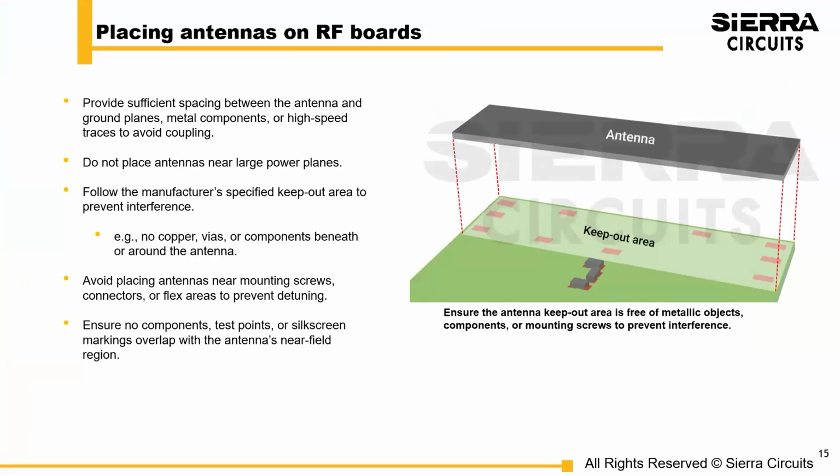Let's discuss placing antennas on RF boards. So ensure adequate distance between the antenna and ground planes, metal components, or high-speed traces to reduce interference. You need to also avoid placing antennas near large power planes. Follow the manufacturer's specified keep out area. For example, no copper, wires, or components beneath or around the antenna, and do not place antenna near mechanical stress points like screws, connectors, or flex areas to prevent detuning. Ensure no components, test points, or silkscreen markings overlap with the antenna's near field region.